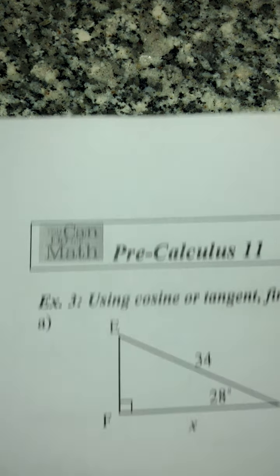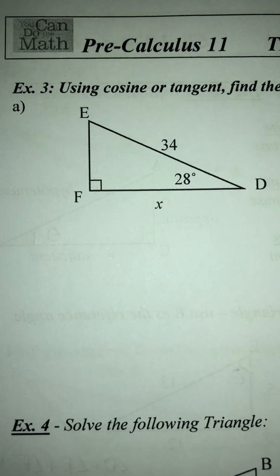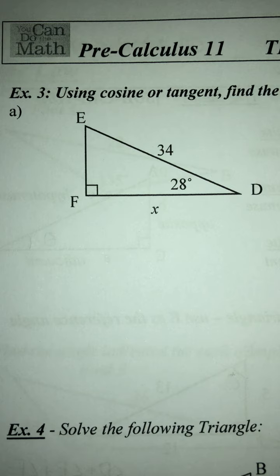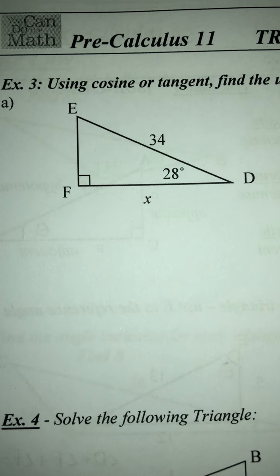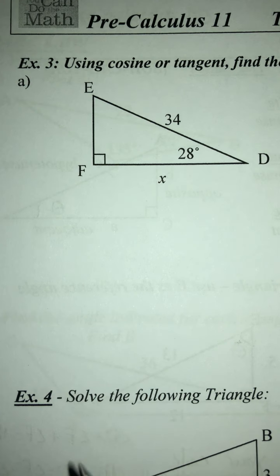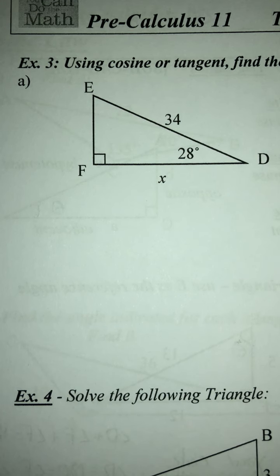Let's do the next one here, next page. So using cosine or tangent, find the unknown side and angle. Something like this might also be referred to as "solve the triangle," as it says down here. If it says solve the triangle, you're solving for everything. In this one, we want to know what x is.